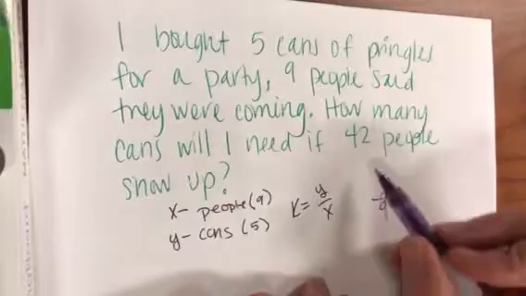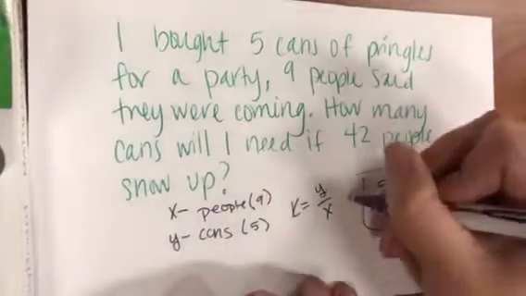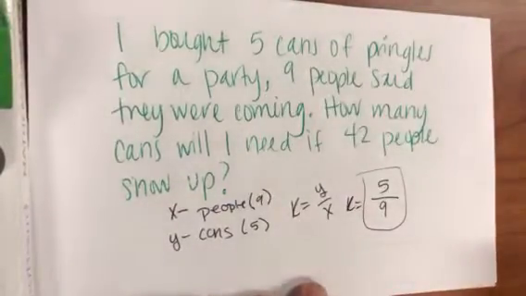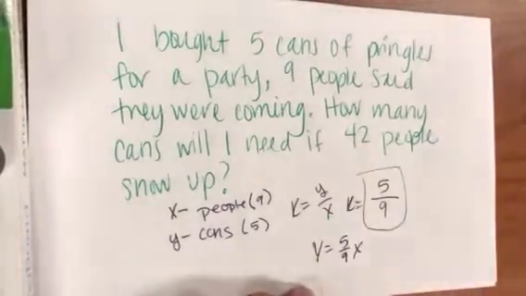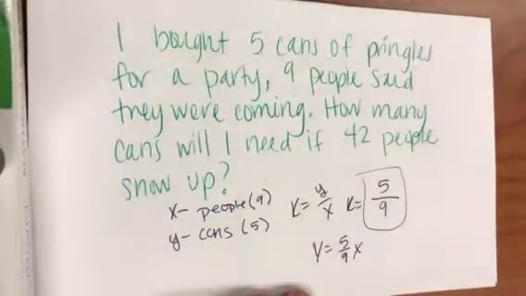So this is my constant of proportionality. This is K. What's the equation? Y equals 5 over 9x. That was it. That was easy. So easy. That was the equation.